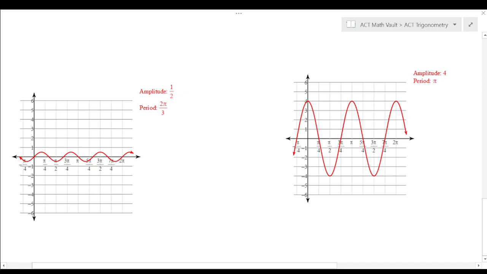Okay, here are the answers. So the period was goofy on this first one, 2 pi over 3. So one full curve is fitting between here and 2 pi over 3. And then the period would be from 0 to pi, and then pi to 2 pi. This whole curve is fitting between 0 and pi. Amplitude is 4.